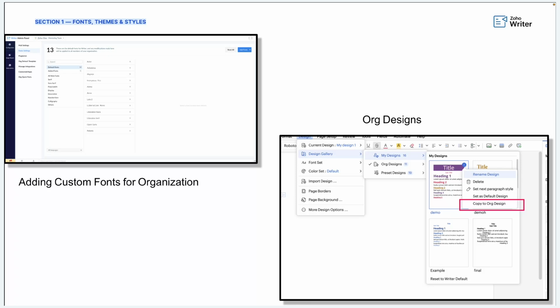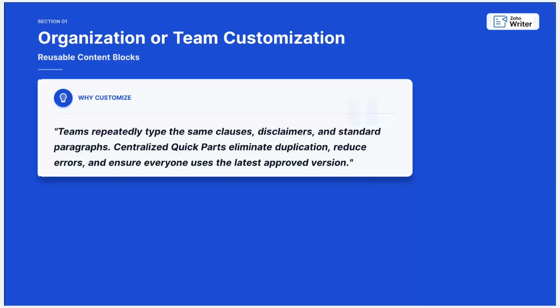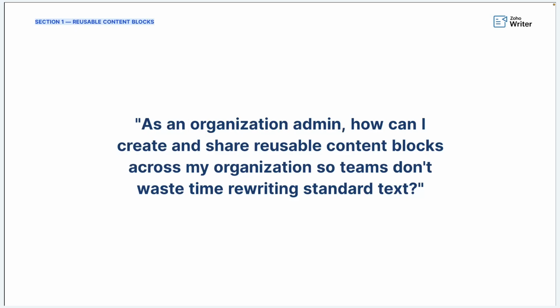One more area to go into in this section: reusable content blocks. Yes. Speaking of that, teams repeatedly type the same clauses, disclaimers, and standard paragraphs. Centralized quick paths eliminate that duplication, reduce errors, and ensure everyone is always using the latest approved version. That's a real problem for teams dealing with standard or compliance-sensitive language. So, as an organization admin, how can I create and share reusable content blocks across my organization so teams don't waste time rewriting standard text?